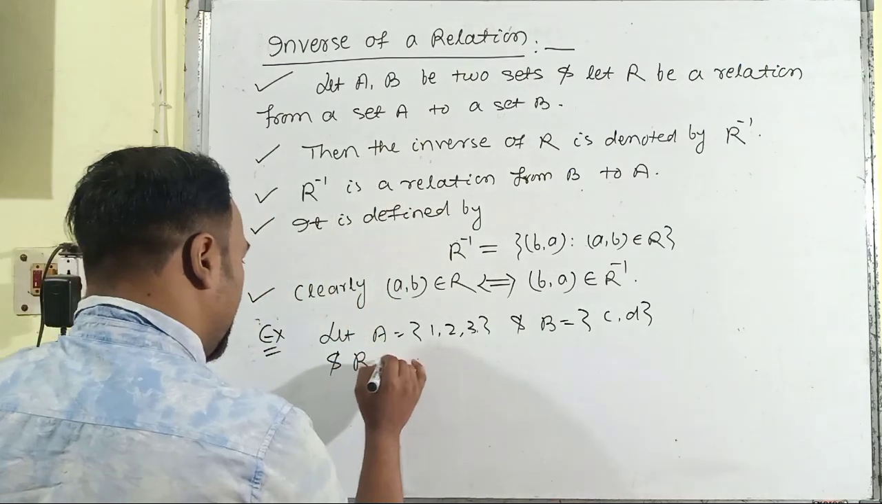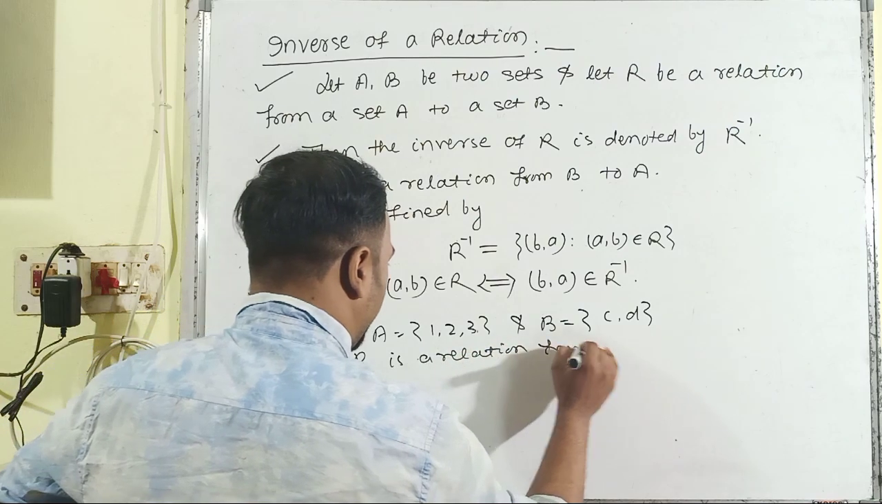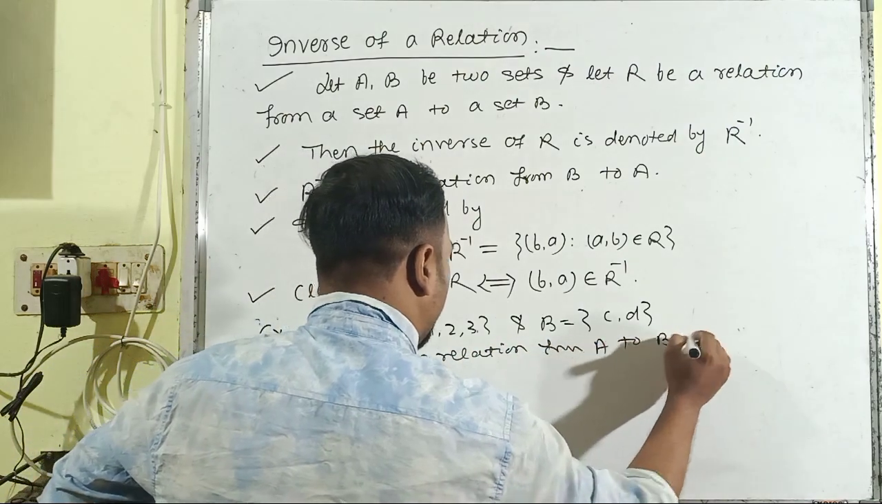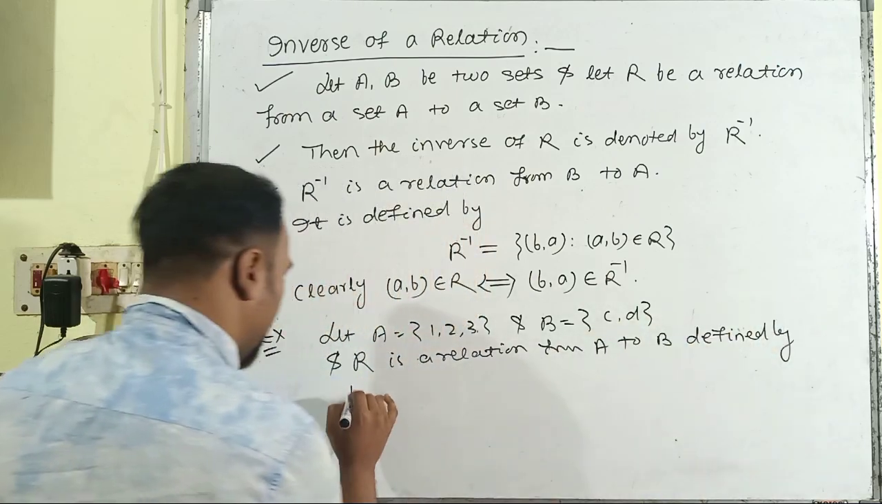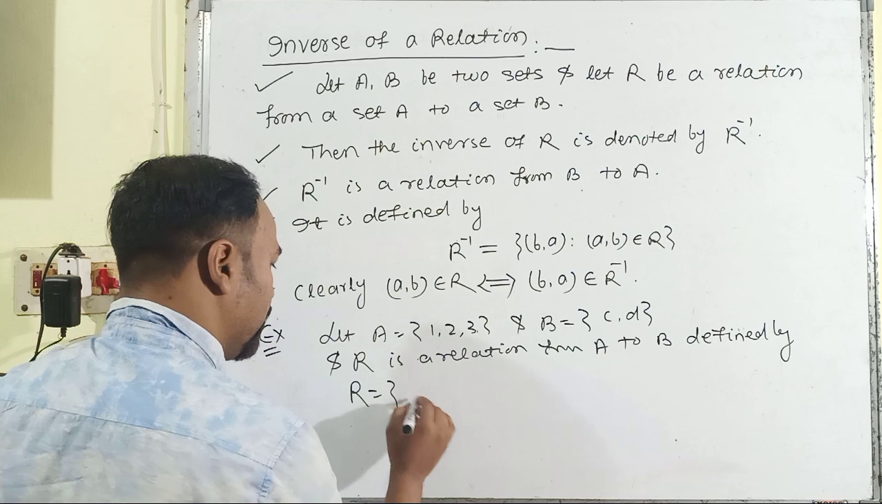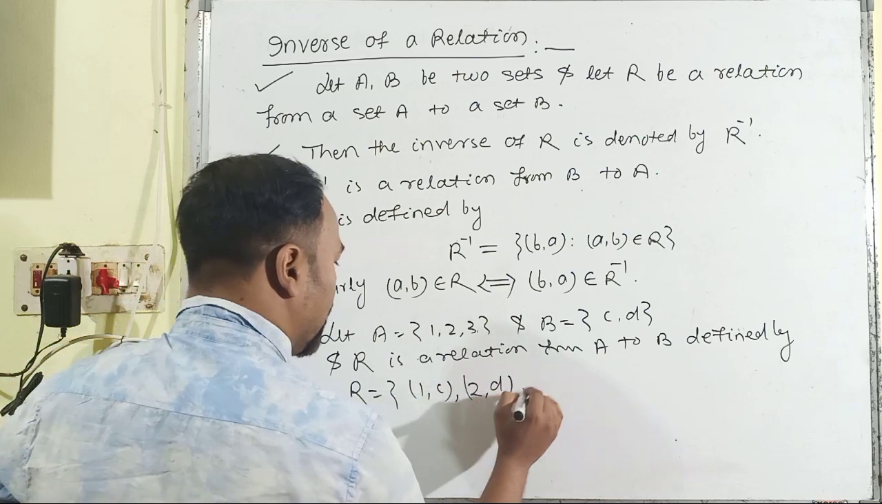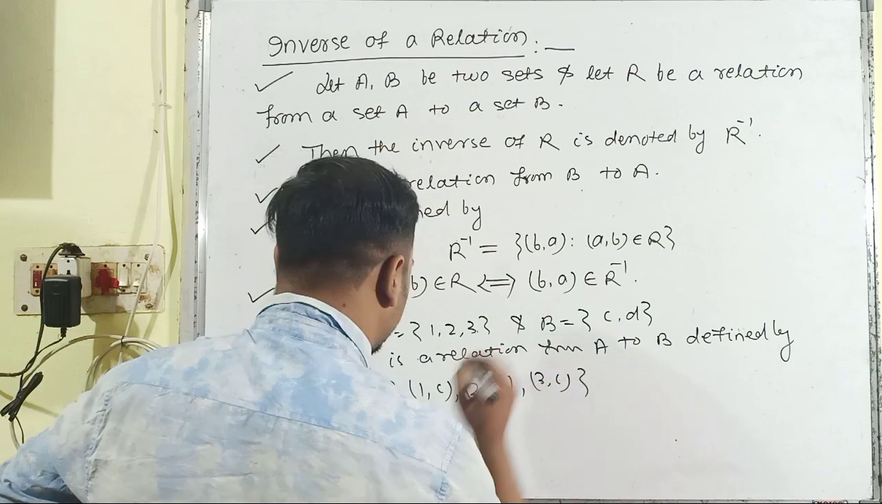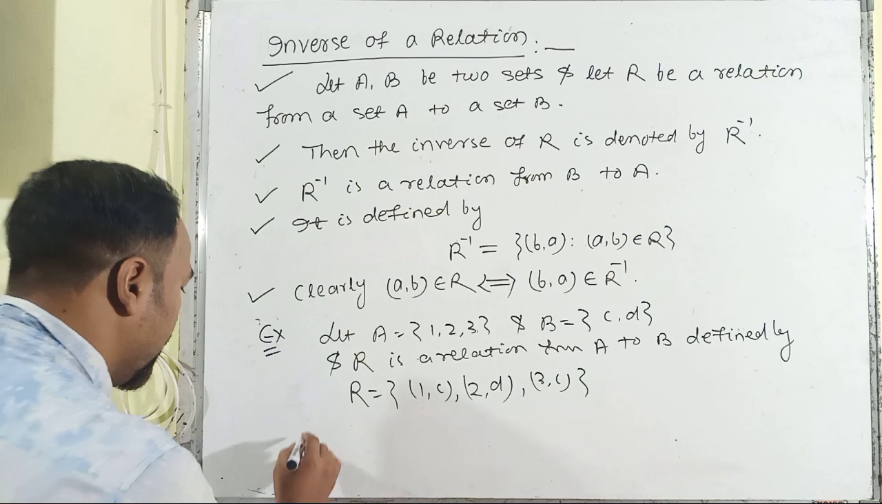And R is a relation from A to B defined by R is equal to, suppose it is {(1, C), (2, D), (3, C)}. Here it is the relation. Then we have to find out the inverse of the relation.